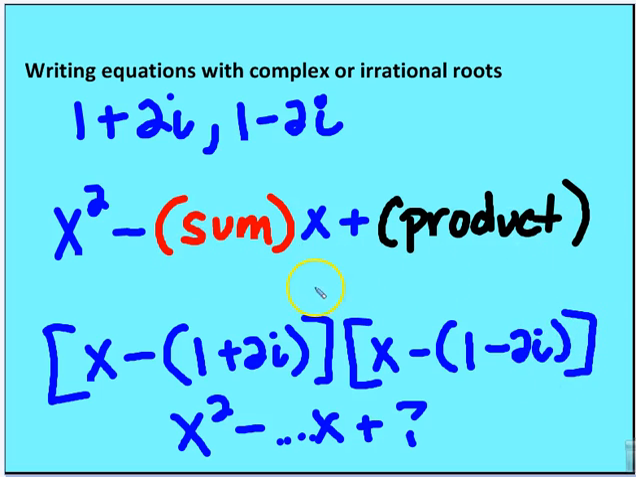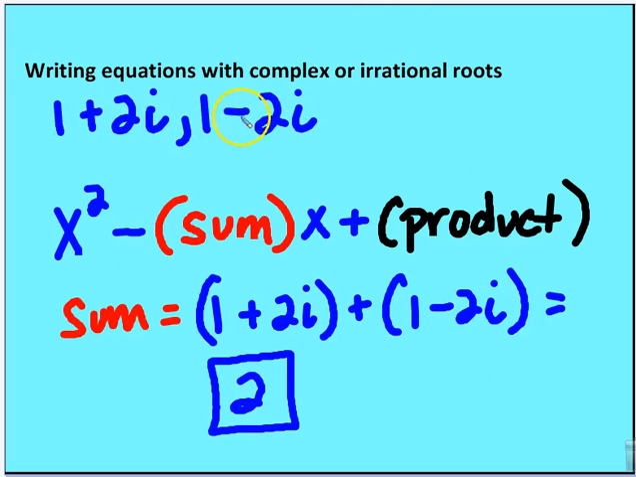So I'm going to provide you with a rule to get a quadratic from two factors that are complex or irrational roots. The rule is x squared minus the sum of the roots plus the product. The other way is a lot of work and probably rife for potential error. So the sum of the roots, 1 plus 2i plus 1 minus 2i, ends up being equal to 2. 1 plus 1 is 2, 2i minus 2i is 0. So the sum of the two roots is going to be 2.